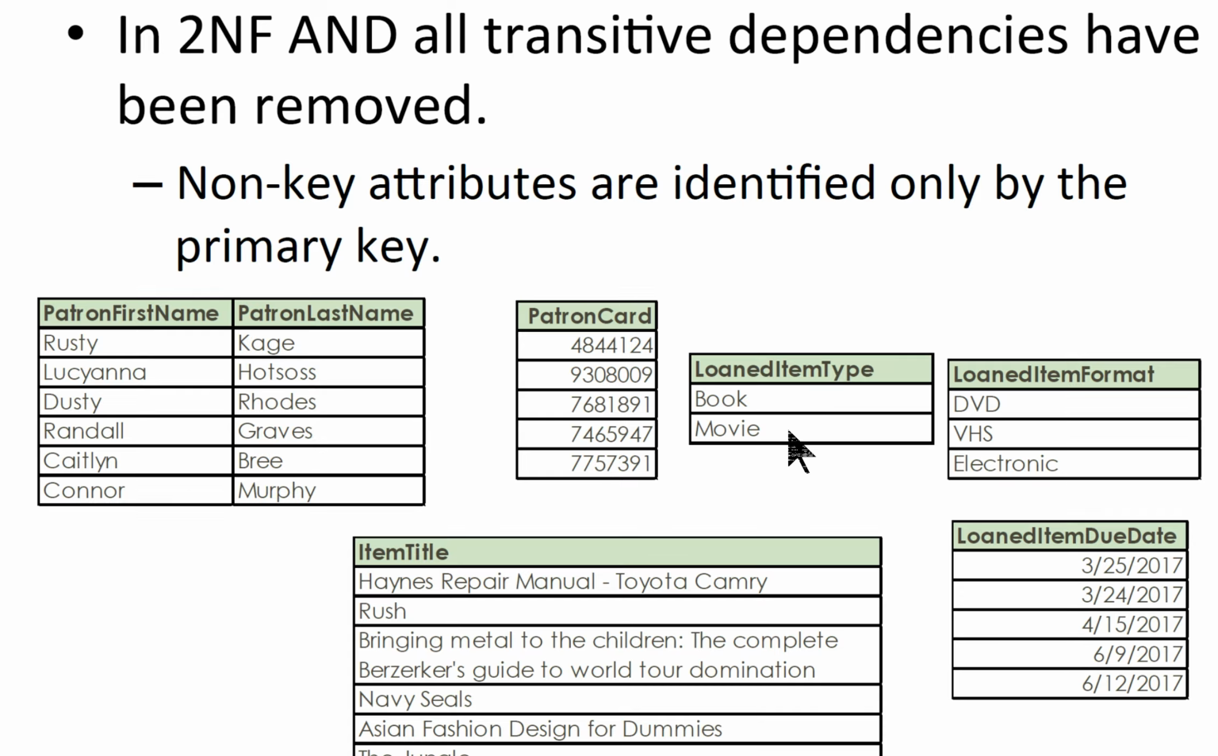So you have loaned items as the book or movie, but then what format it is in. A common mistake would be to put these together, but really, by separating them, you're making sure that the dependency is distinct. So then when you pull from one table to the other, you're always getting good, clean data.